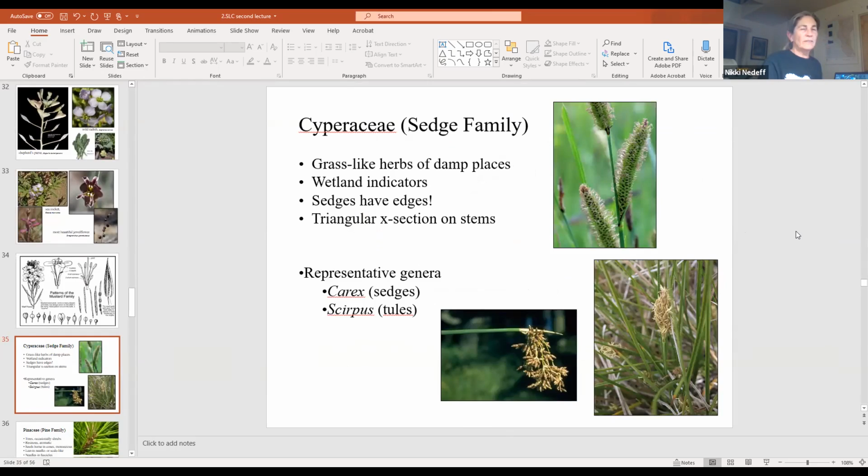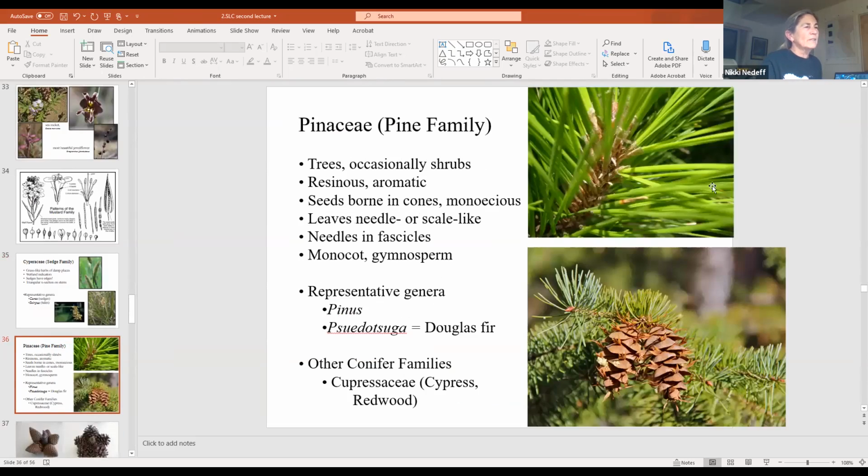Now the cypress, this sedge family, we're not going to get into it, very complicated, very hard to identify. Yet they have kind of typical classic shapes, things that occur in wetlands. Sedges and rushes are actually in a different family, but sedges and tules occur in swamps and marshes, that kind of stuff. So other families, pine family, trees, occasionally shrubs, they all have a really nice resinous aromatic smell. Every single seed of a member of the pine family is born in a cone.